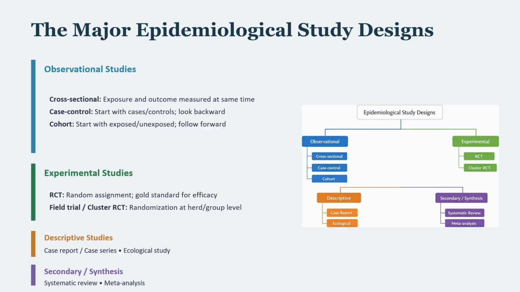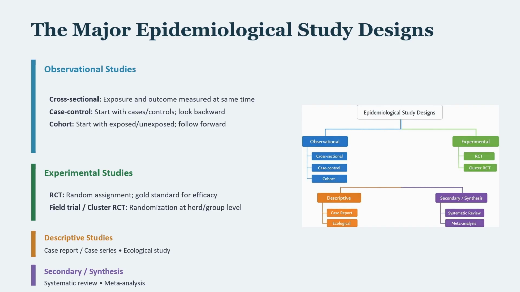Let's map the major study designs. There are 4 broad categories. Observational studies are those where the researcher does not assign the exposure. They simply observe what happens in the real world. These are the most common study designs in veterinary epidemiology because we often can't ethically or practically randomize animals to exposures. They come in 3 types.